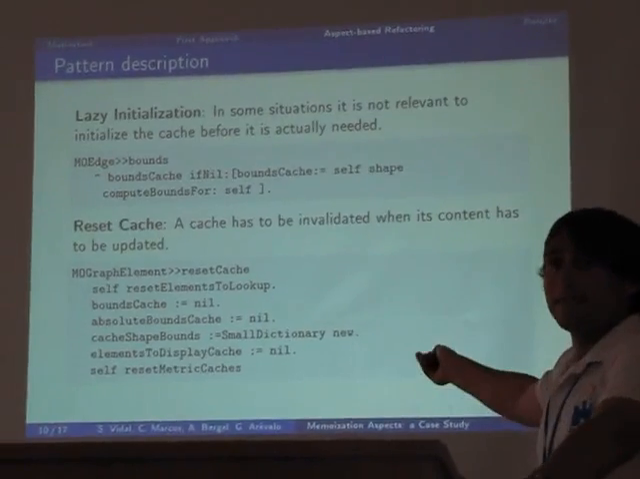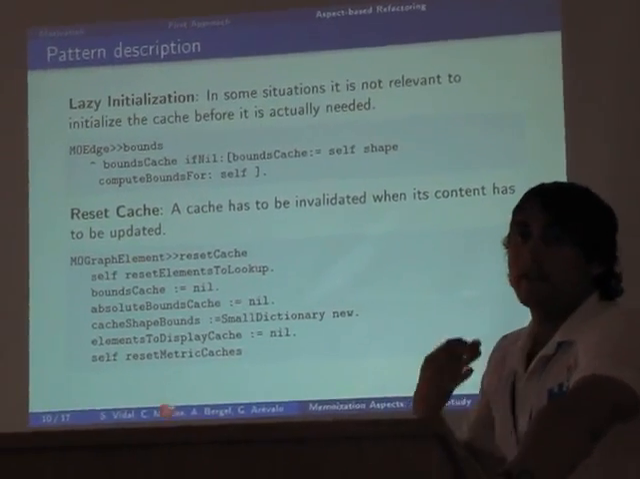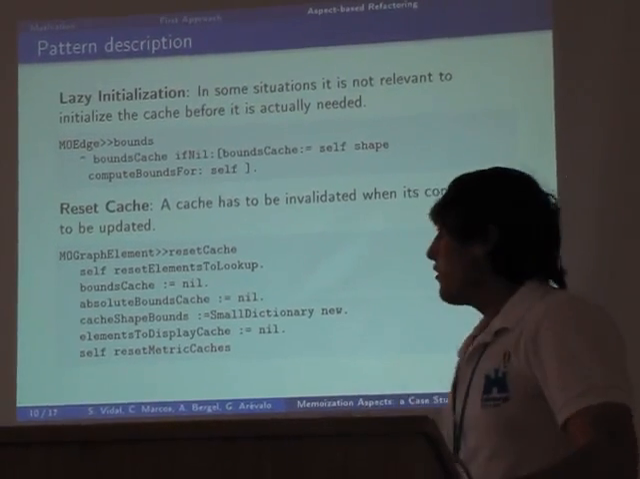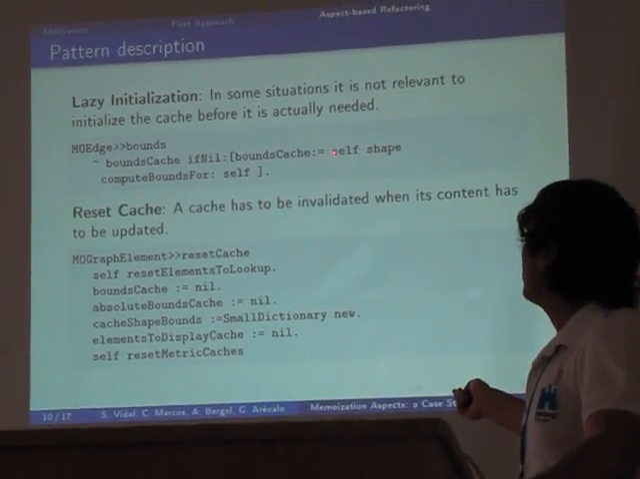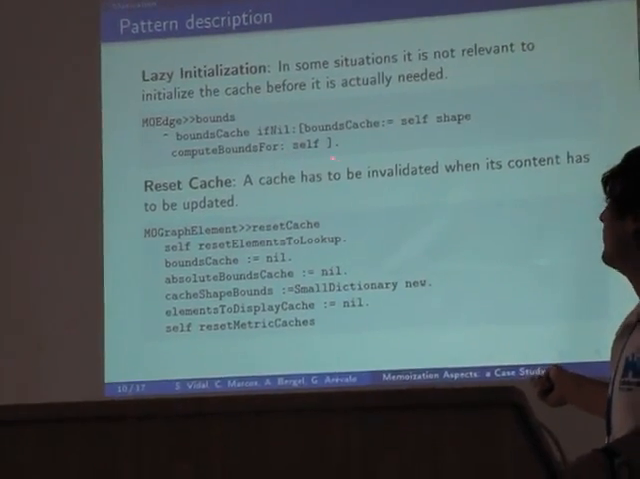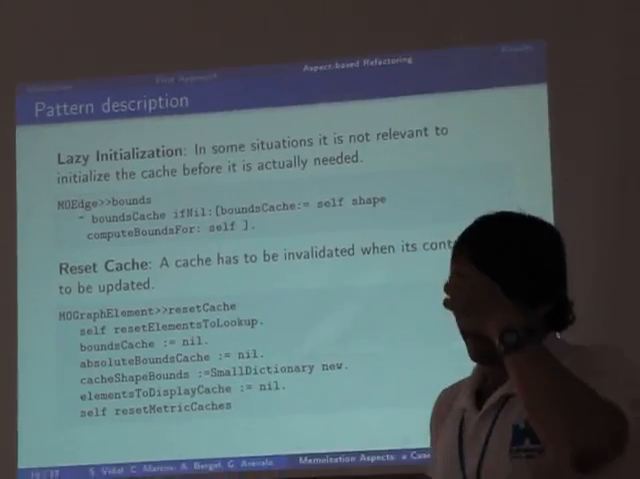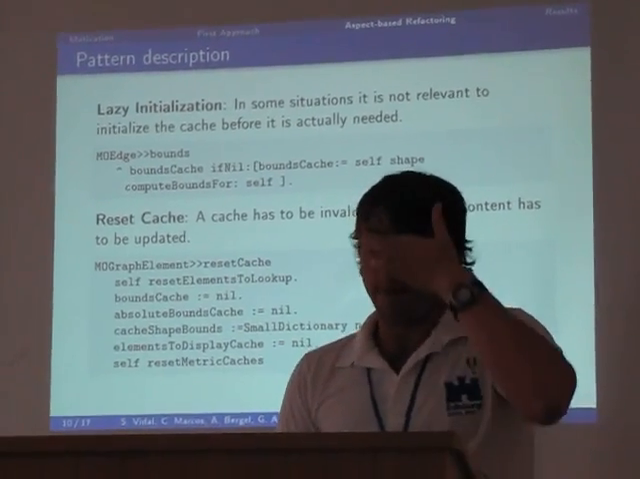In this case, if we are going to extract the cross-cutting concern related to the cache, we only need, in this method, the original code, that is self shape computeBounds for self. The other part of the code of this method, we are going to extract into an aspect.